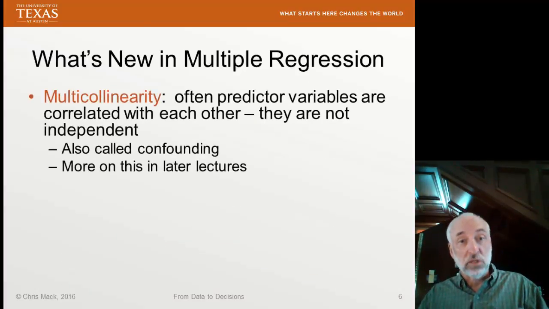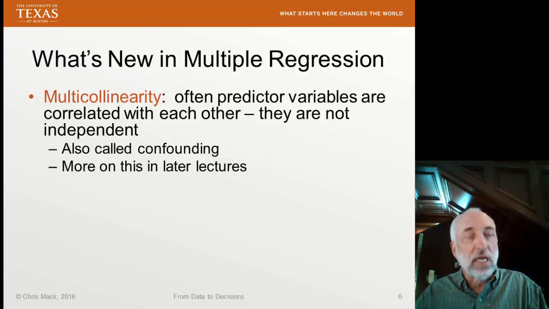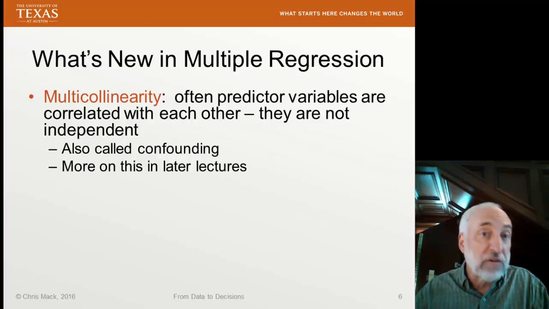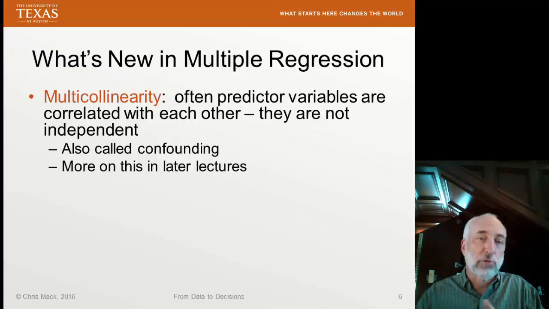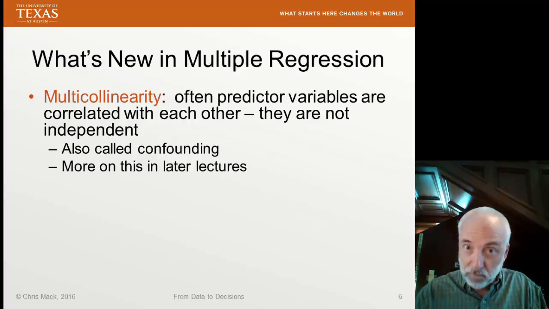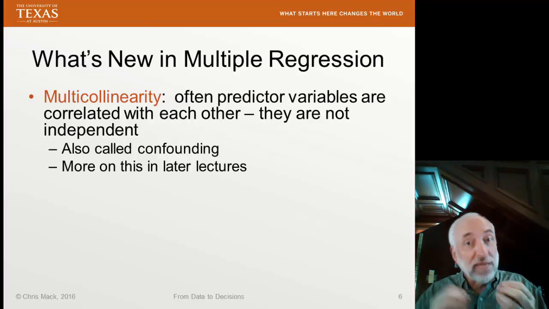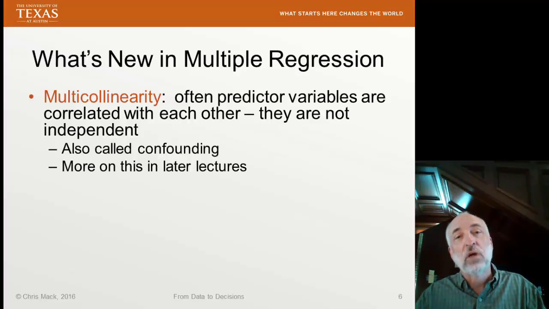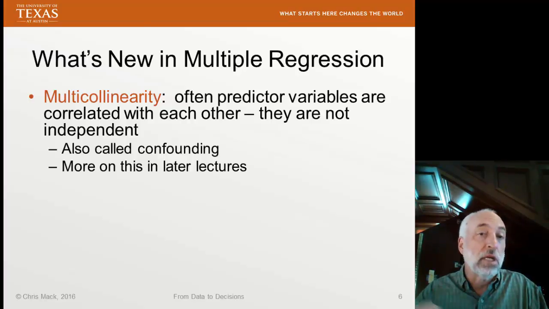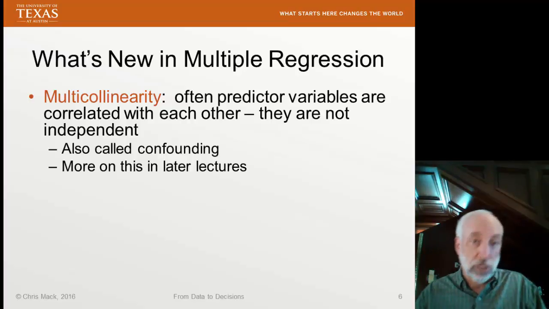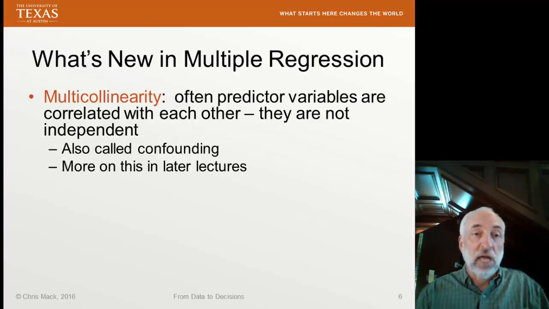The other thing that's important and new in multiple regression, and we're going to spend some lectures on it in the future, is a very, very serious problem called multicollinearity. This happens when the predictor variables themselves are not independent of each other. They're correlated. When one thing changes, the other thing changes. This is called confounding as well as multicollinearity, and we're going to spend quite a bit of time on the topic in later lectures.